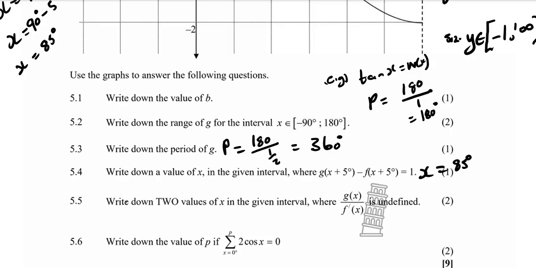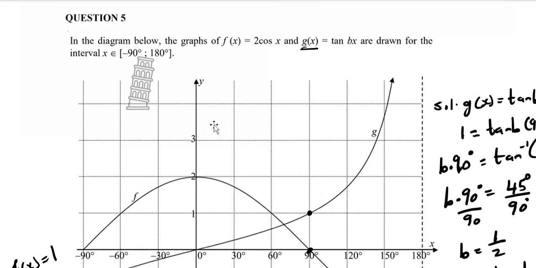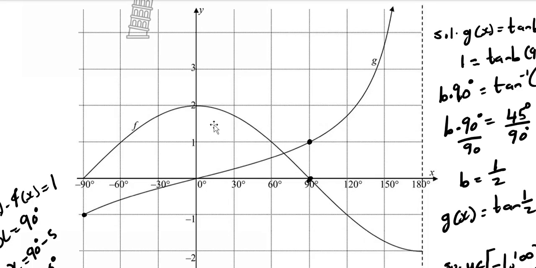Do you get me? So they say write down two values of x in the given interval where g of x over f prime of x is undefined. Let's come and write here. Let me use the red. We want where g of x divided by f prime of x is undefined. And know that when something is undefined, the what?